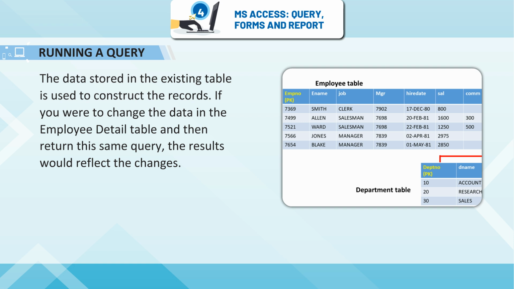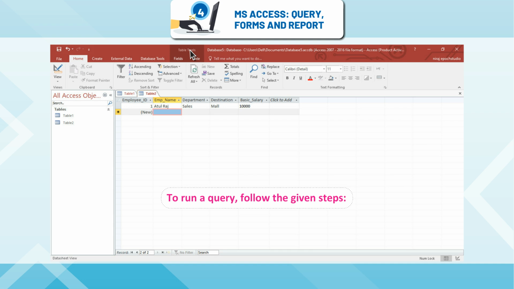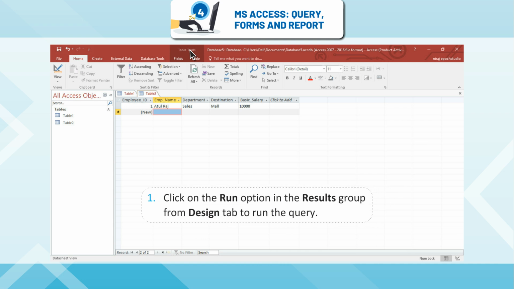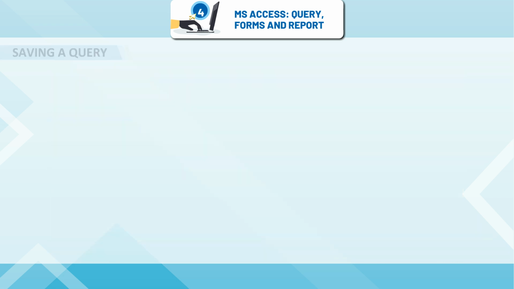If you were to change the data in the employee detail table and then return the same query, the results would reflect the changes. To run a query, follow the given steps. Click on the Run option in the Results group from Design tab to run the query. In the datasheet view, the names of the fields included in the query are displayed.